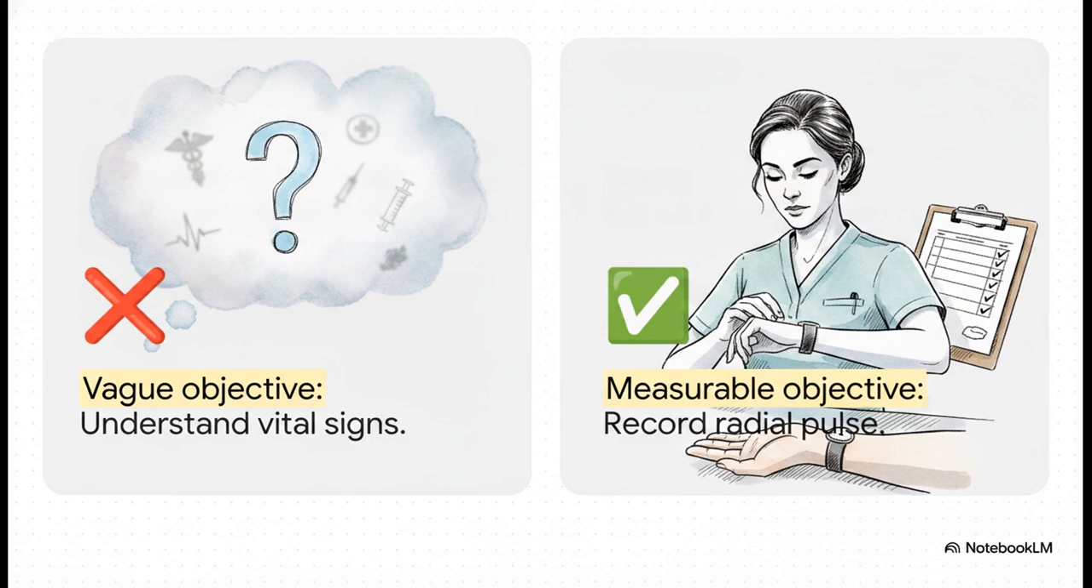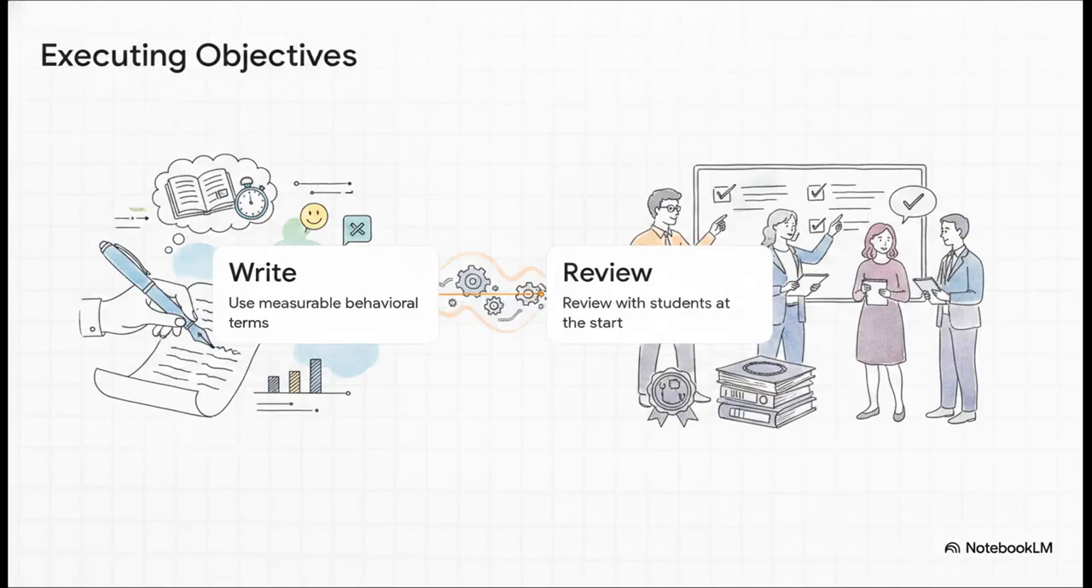Instead, you need a measurable behavioral objective, which looks more like this. The student will accurately measure and record a radial pulse and respirations within a clinically acceptable range. Boom! You can observe that, you can measure it, you can document it, and that is exactly what the regulation requires. Practically speaking, executing your unit objectives is a very strict two-step process.